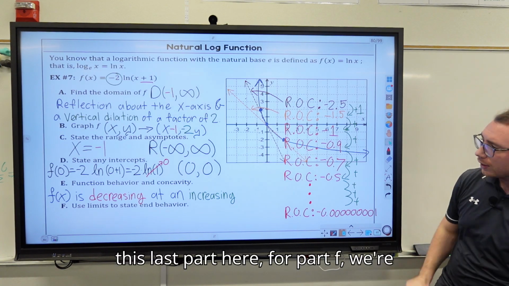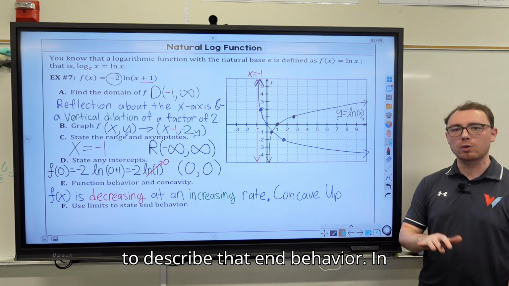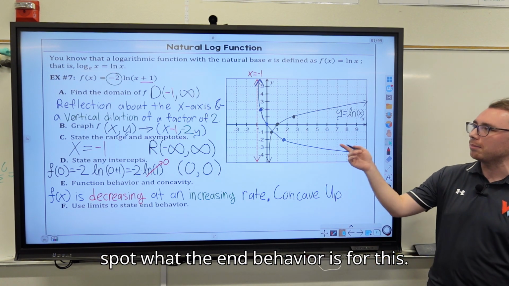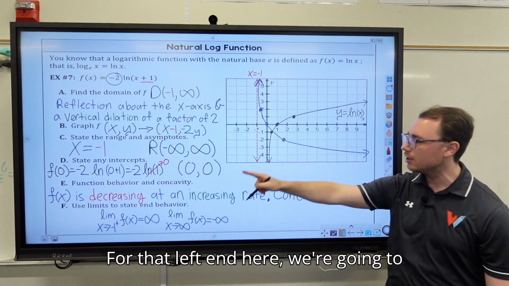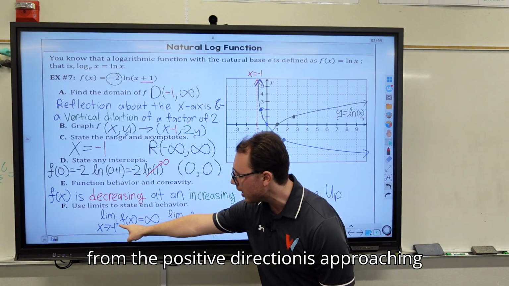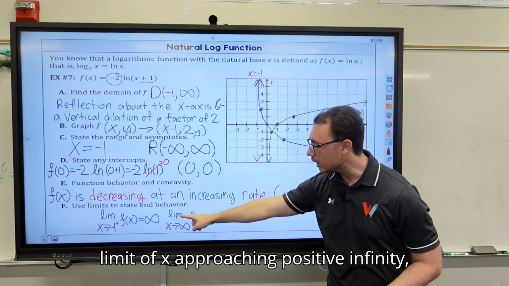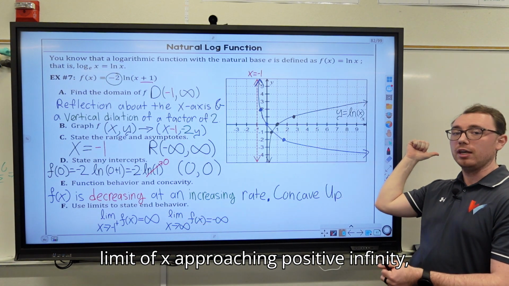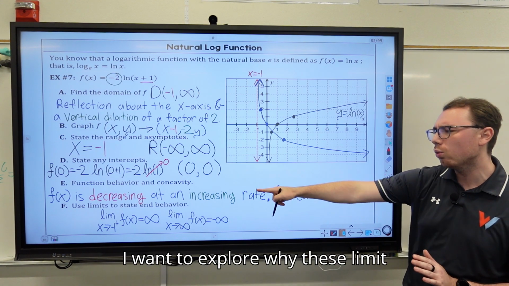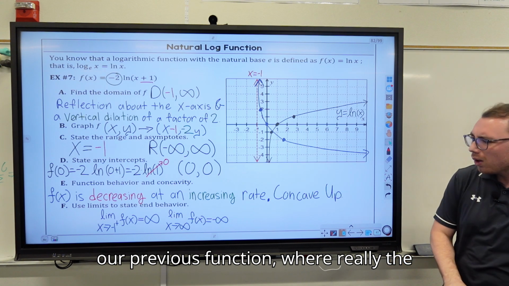For this last part, part F, we're going to try and use limit notation to describe that end behavior. In general, it's kind of easy to spot what the end behavior is for this. For that left end here, we're going to say the limit of x approaching -1 from the positive direction of f of x equals infinity, and the limit of x approaching positive infinity of f of x is -infinity.